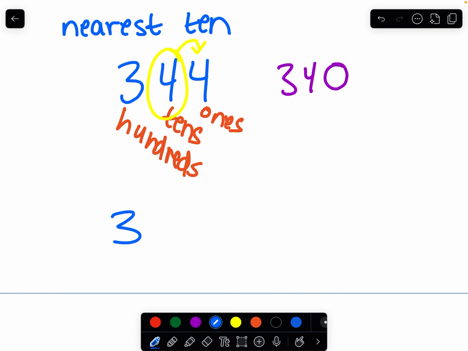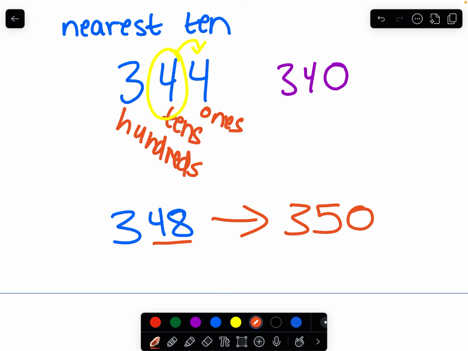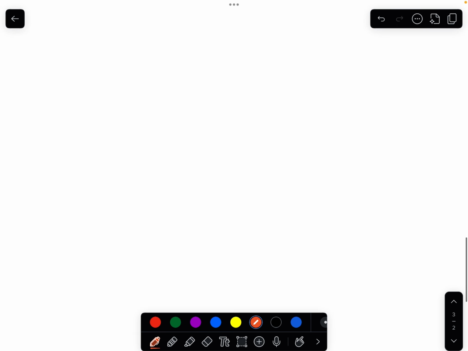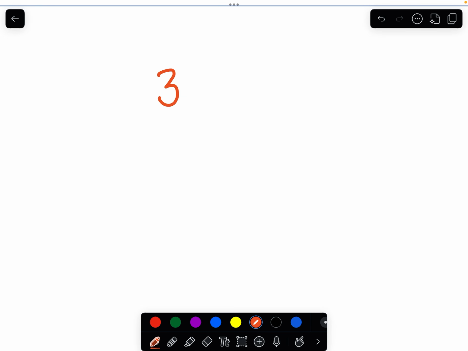But if it was the number 348, we would actually round to 350. The nearest 10 would be 50. Or rather 350, I should say. Now, what if, you might be asking, what if there is a number like 398, and you want to round to the nearest 10? Write that 8 better.